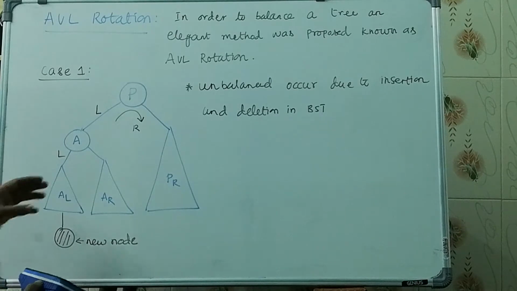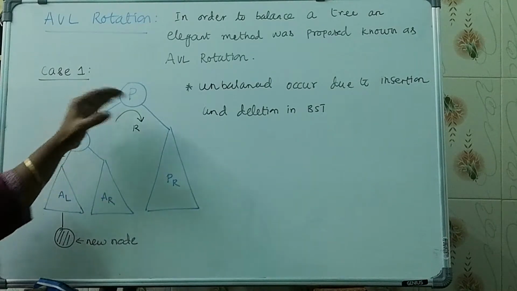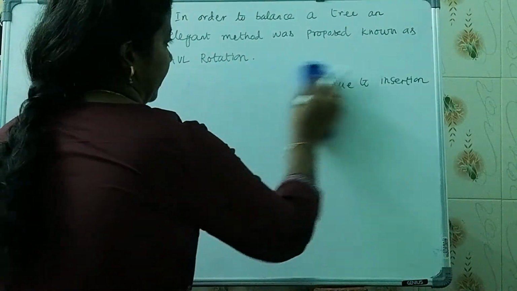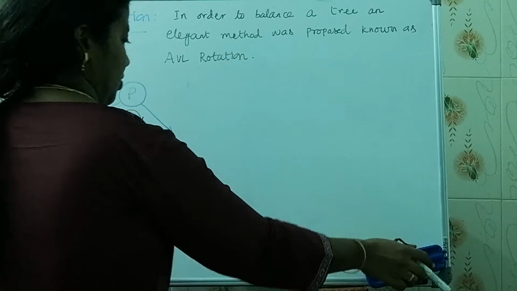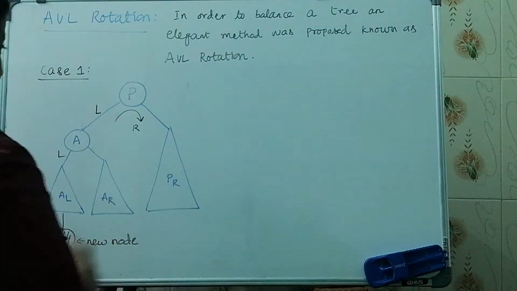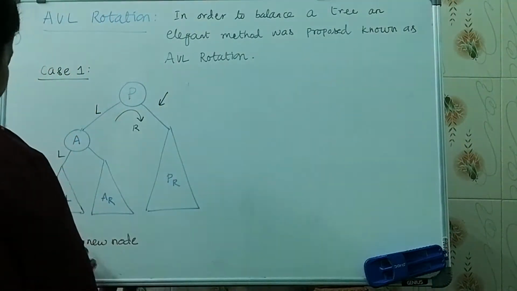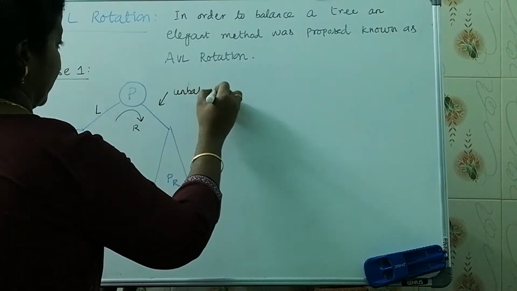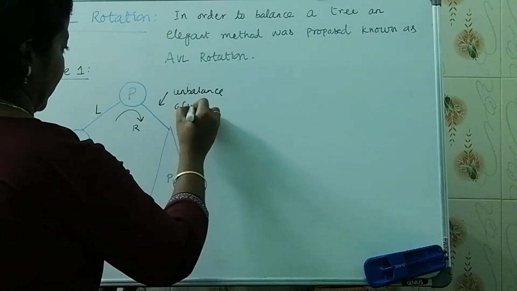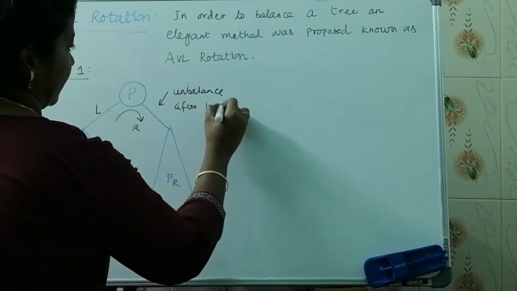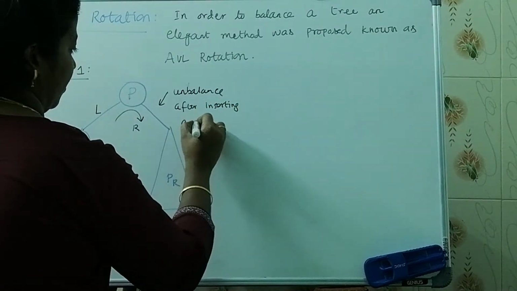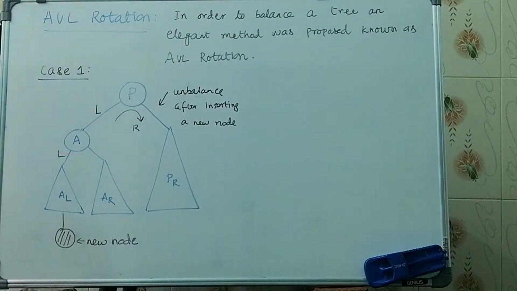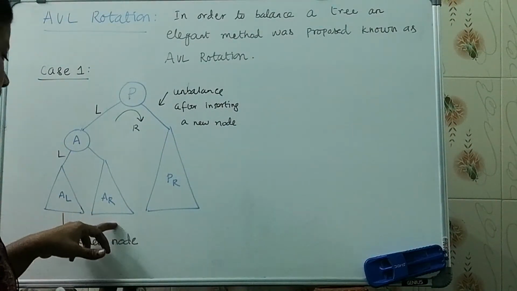Now, in order to make this tree balanced, let me draw that balanced tree. Now this is unbalanced. Because of inserting a new node, an unbalance can occur. This is unbalanced after inserting this new node. In that situation, how do we make this AVL tree balanced? That's what we are going to do.